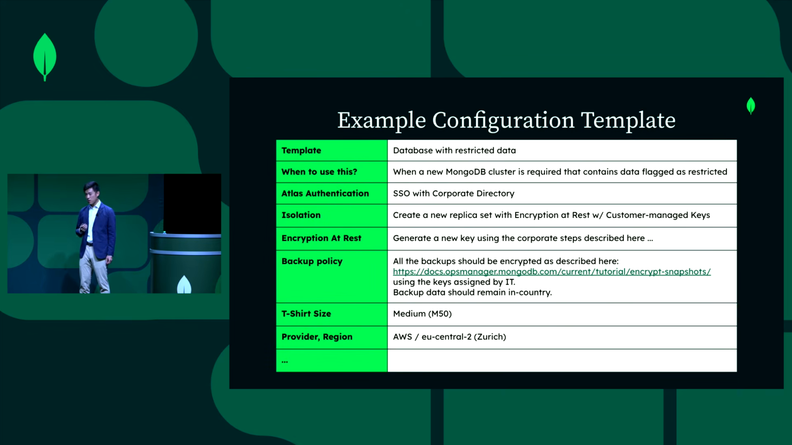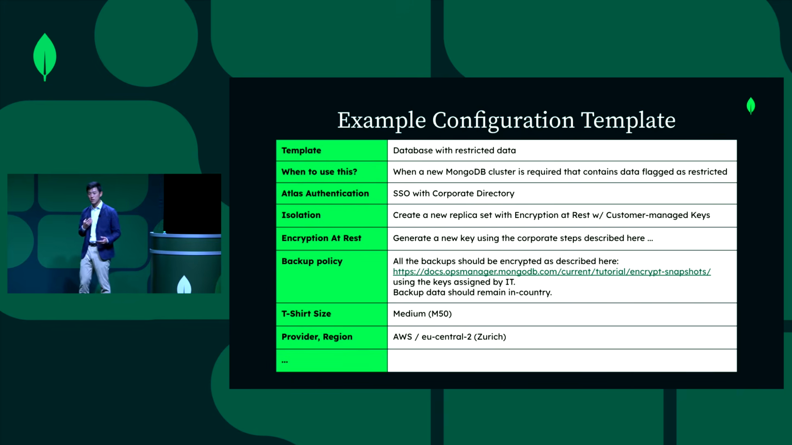Now, let's talk through one example configuration template, and let's say that it's focused on a specific use case, a database with restricted data. So when a new MongoDB cluster is required that has data that we as an organization have flagged as restricted, we as a platform engineering team might say all clusters of this type need things like Atlas authentication via SSO in the corporate directory. It might require a replica set and allow the customer or the application team to manage the keys.